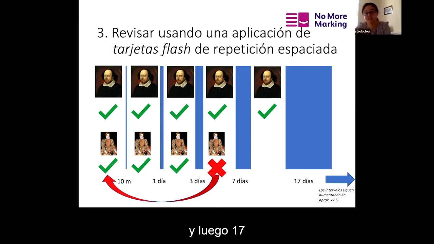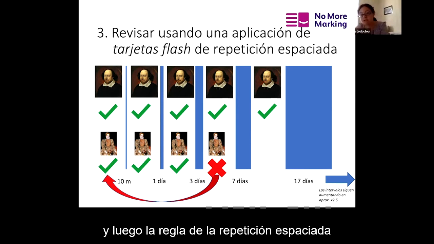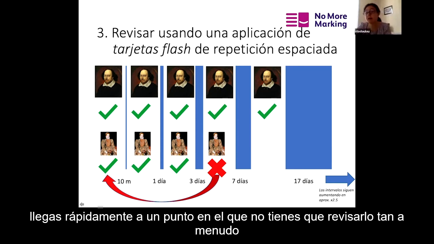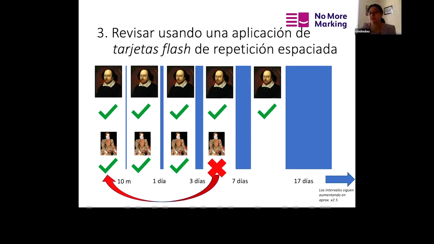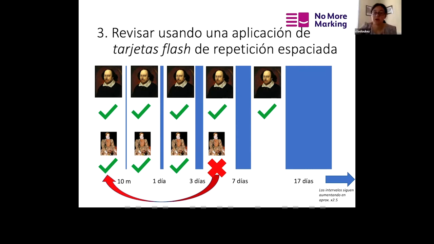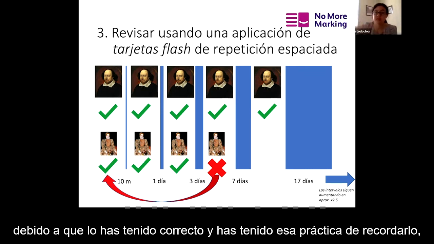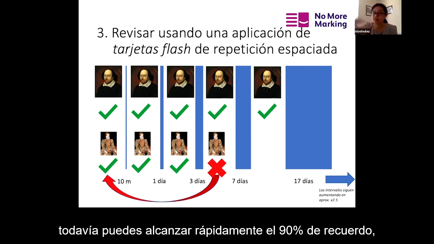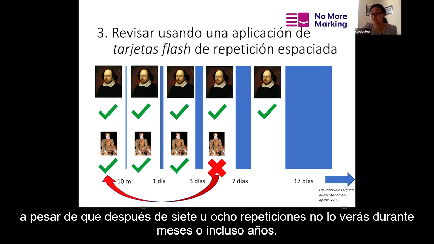And then it's 17. And then the real genius of spaced repetition is because these intervals keep increasing by 2.5 times, you very rapidly get to a point where you don't have to be reviewing it that often. And very rapidly that will get up to being months and years. But because you've been getting it right and practicing recalling it, that's been strengthening the memory, you can still very rapidly get up to about 90% recall, even though after 7 or 8 repetitions, you're not going to be looking at it for months or even years.